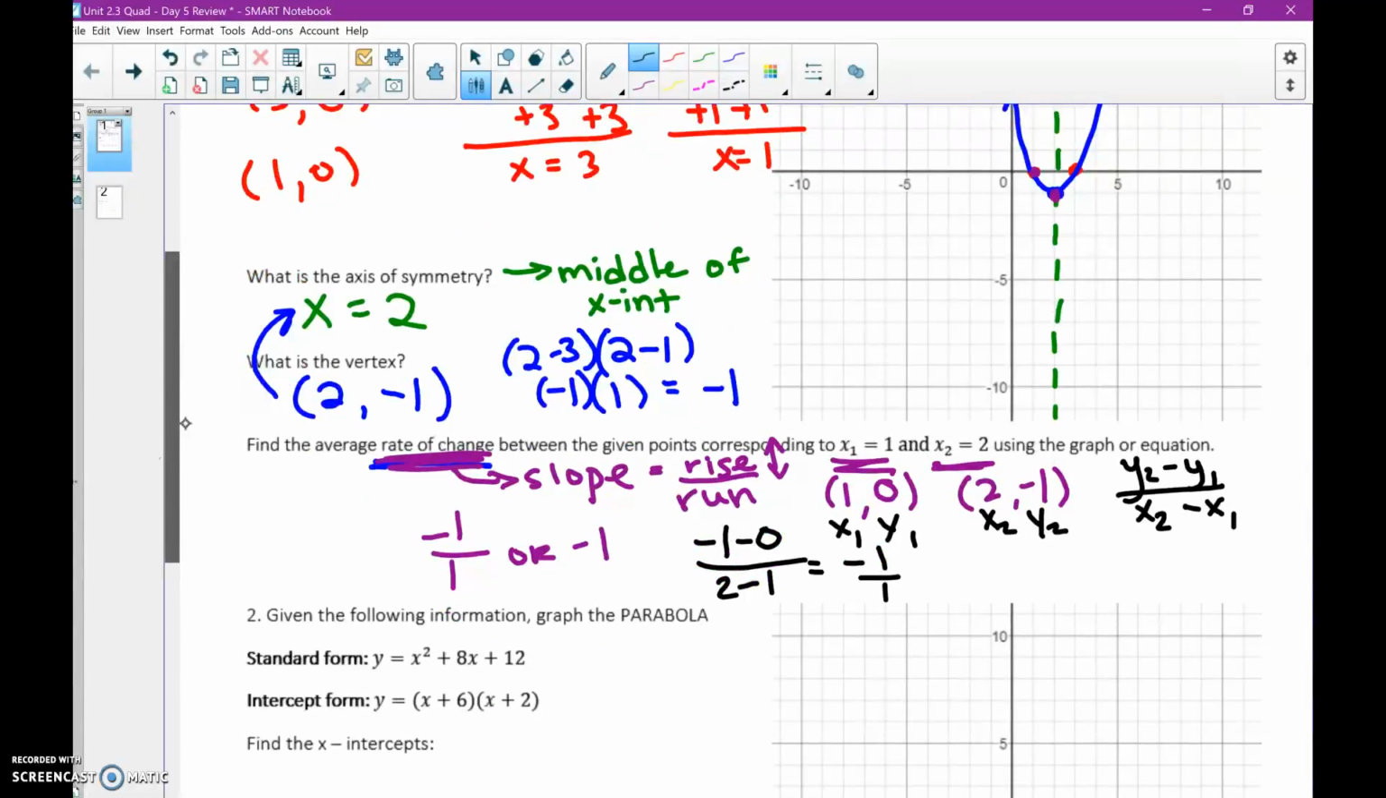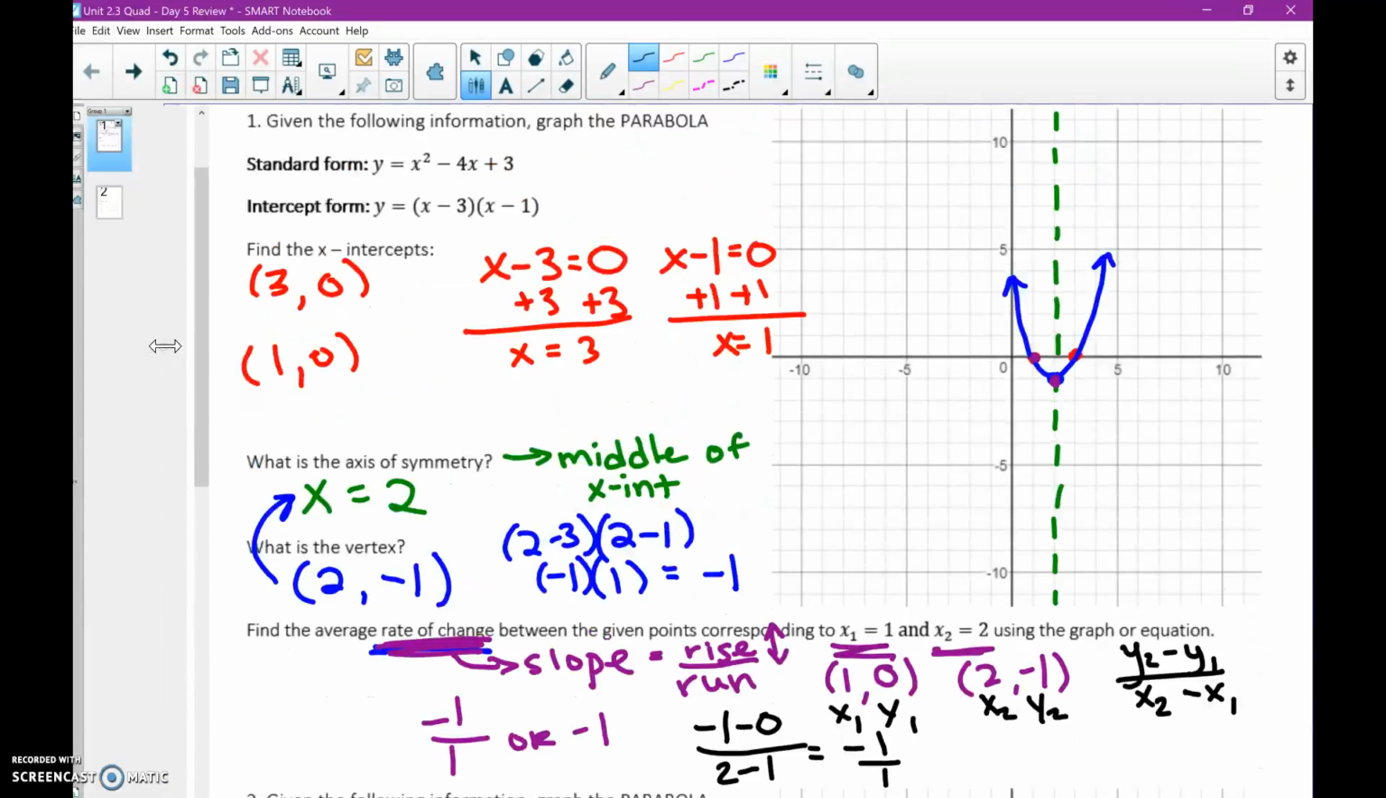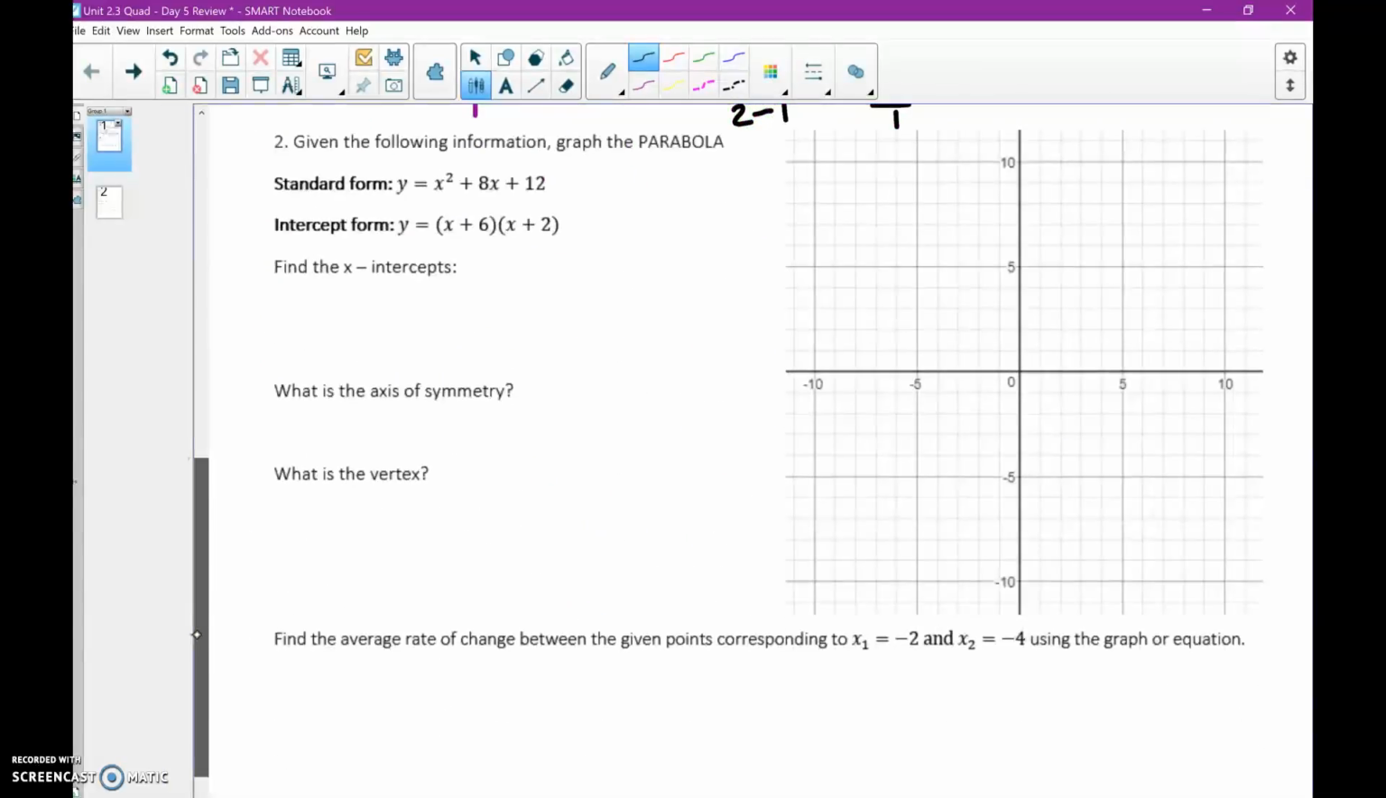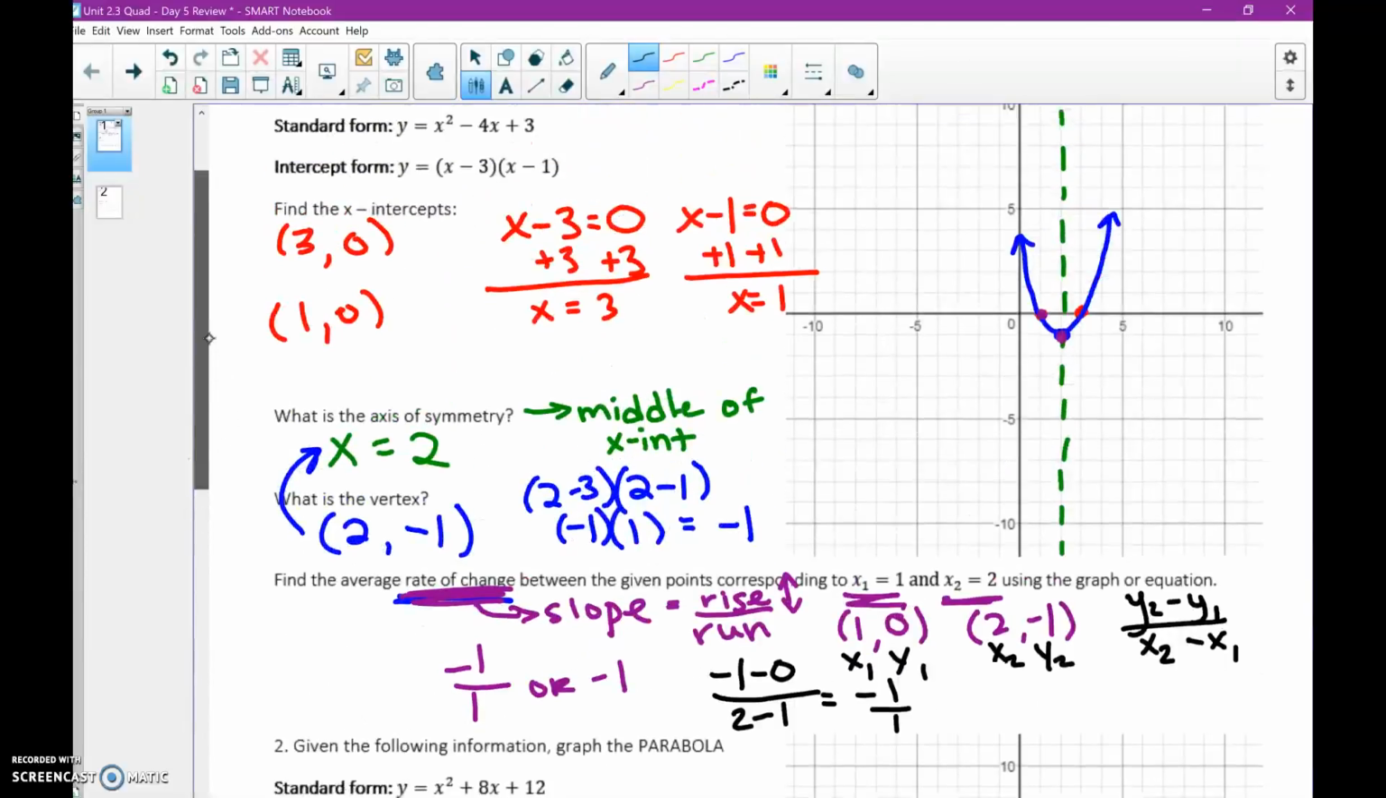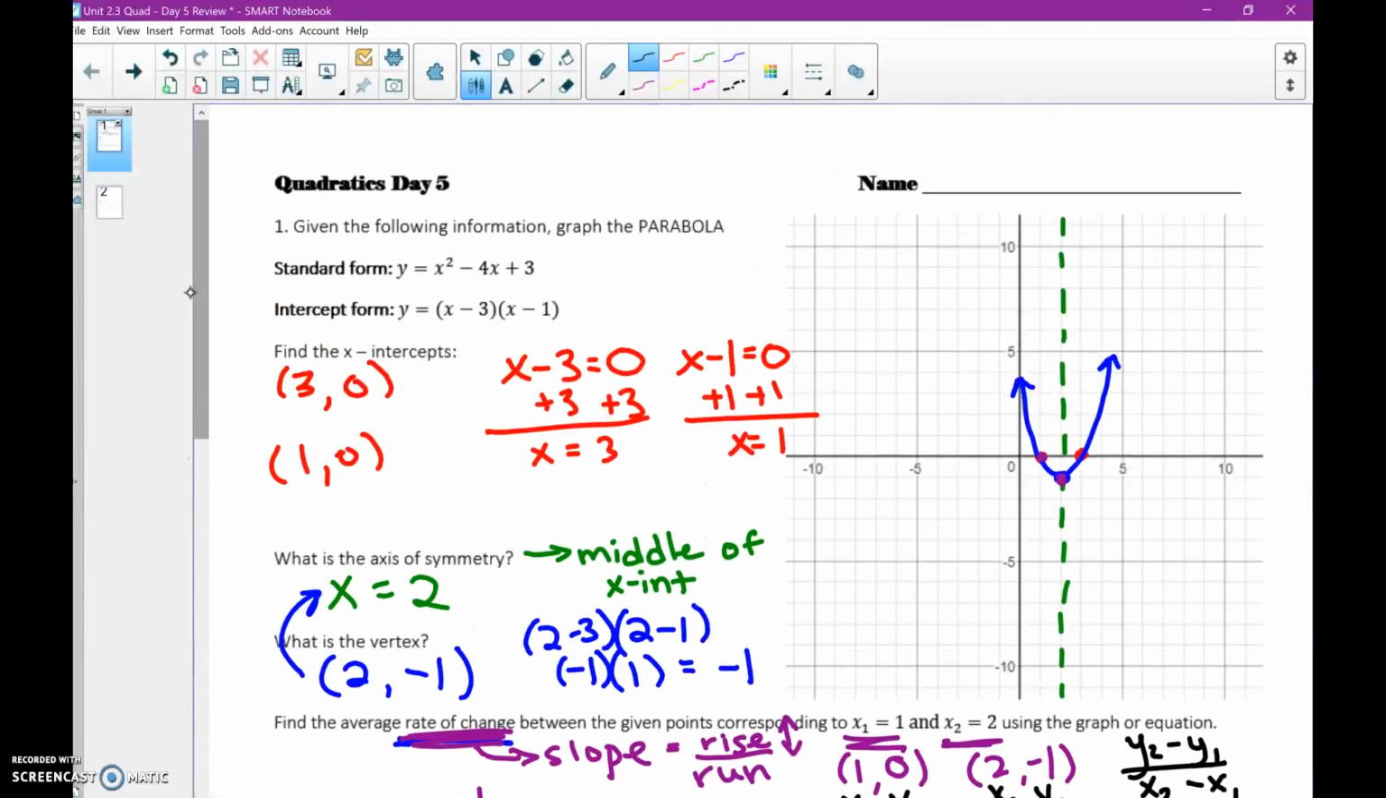Okay, and then, oops, you've got 1 down here and then 2 on the back. Those are assigned to you for homework, so make sure to do those. They did get checked in class, so make sure to take care of that. Feel free to ask your teacher if you need any help.